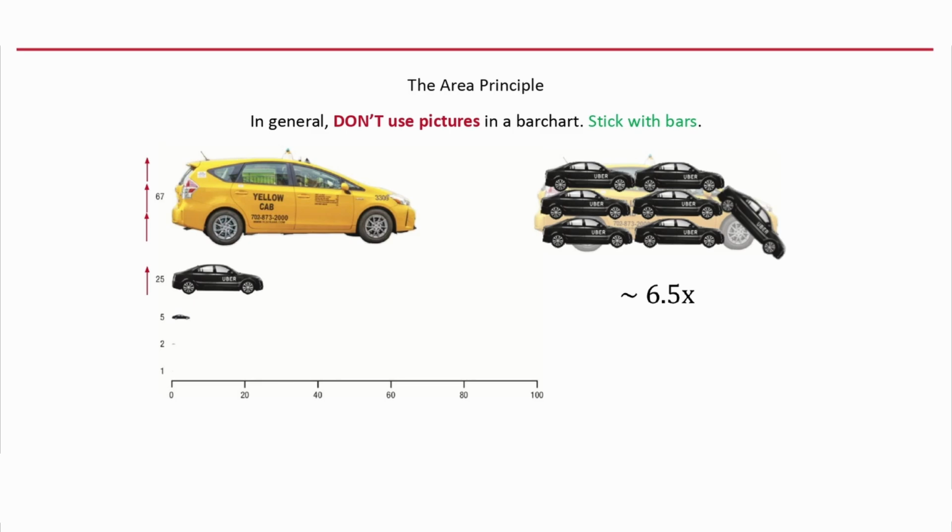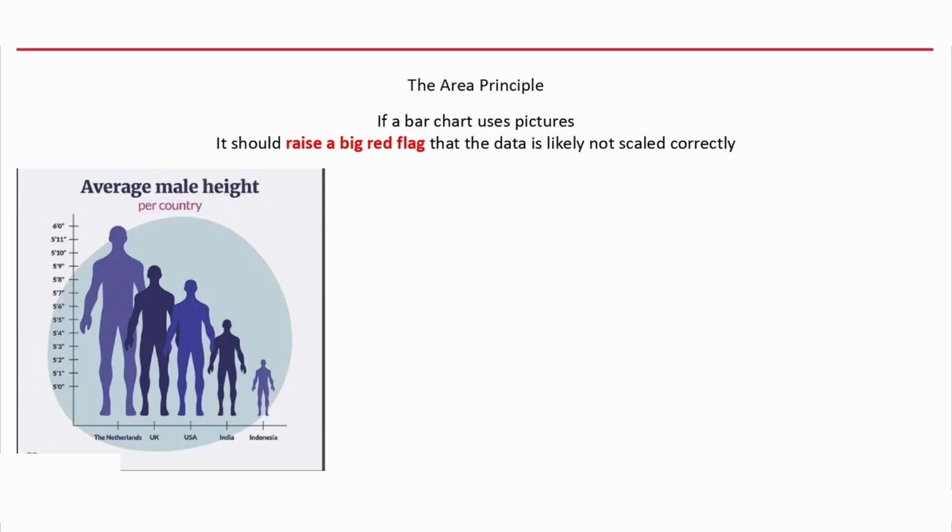Now, if you see a graph that has pictures in it, that should raise a red flag to check to see whether the scale is correct or not. This is a bar graph that shows the average male height for 5 different countries, but instead of bars, it uses people because it's talking about height.